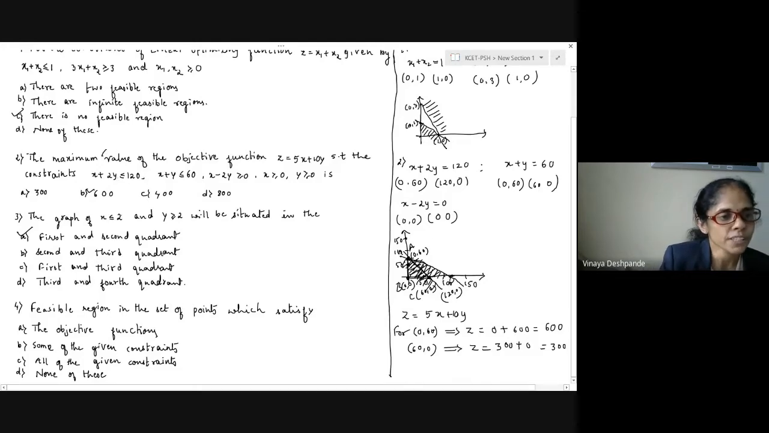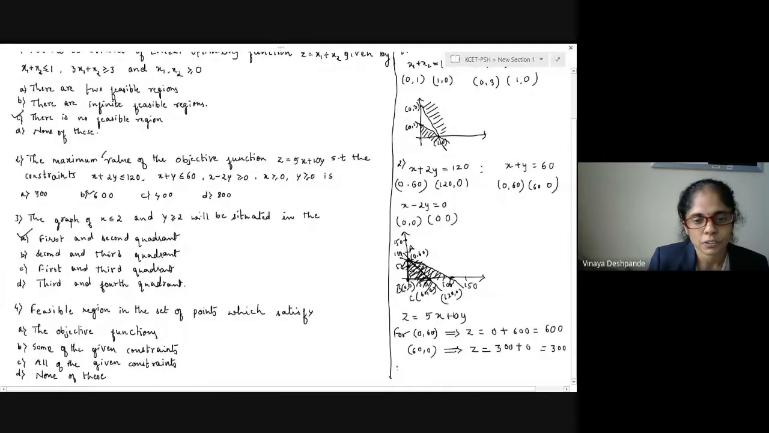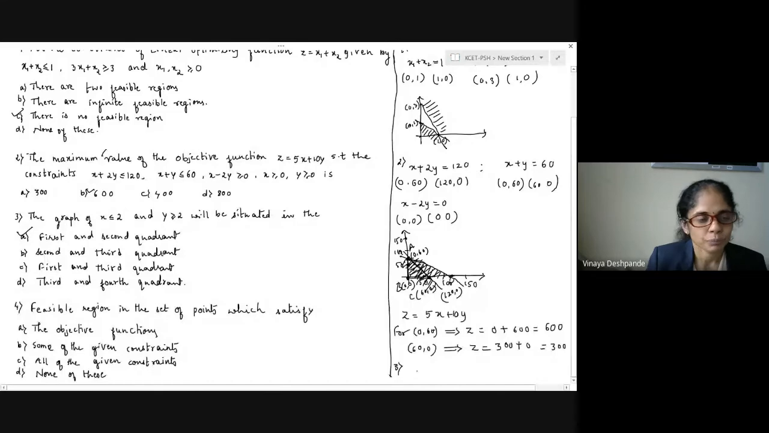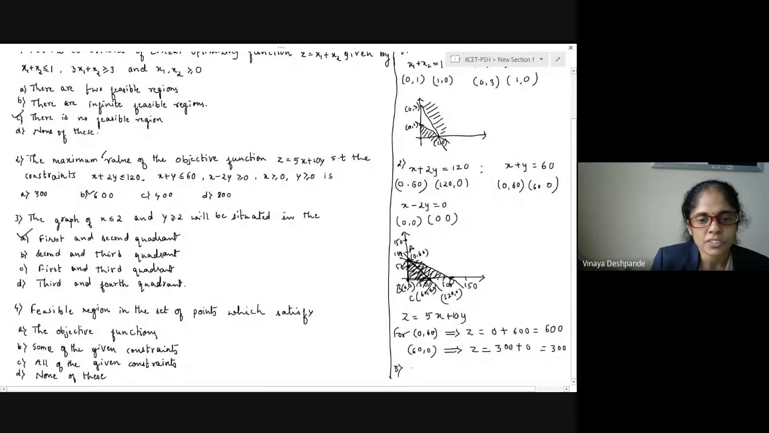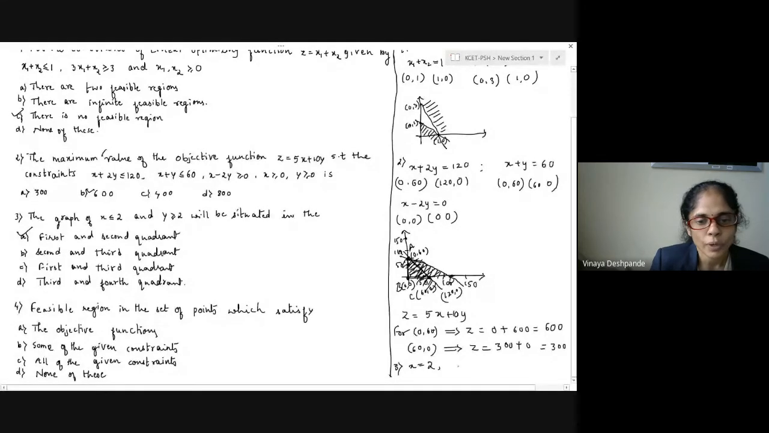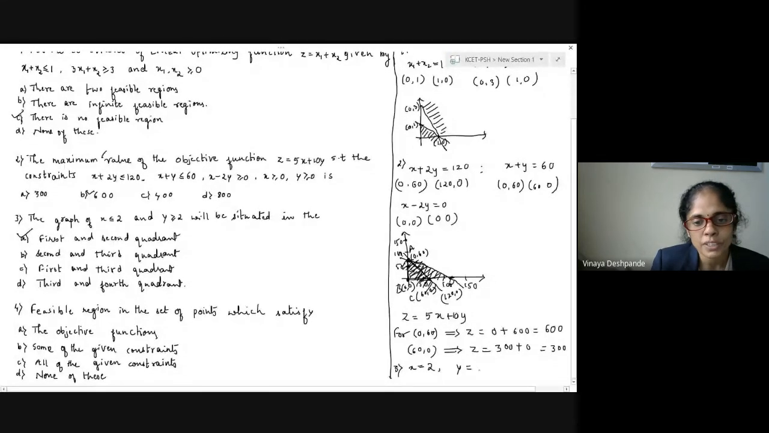The graph of x less than or equal to 2, y greater than or equal to 2 will be situated in which quadrant? Four options are given: first and second, second and third, first and third, third and fourth. So for this, let us draw the graph. X less than or equal to 2, that means x is equal to 2. Y greater than or equal to 2, so y is equal to 2.